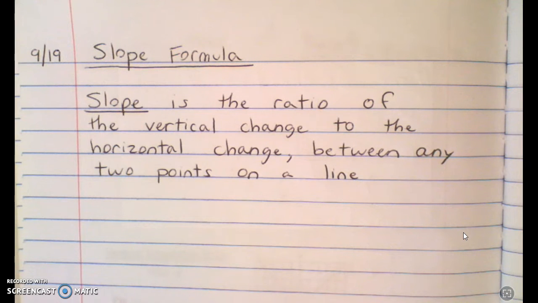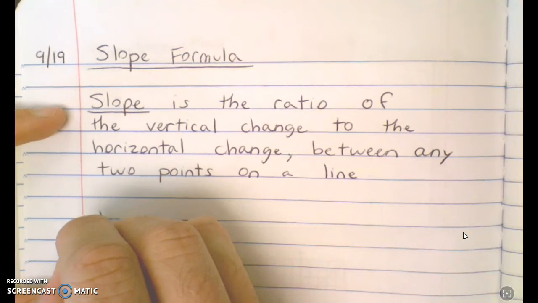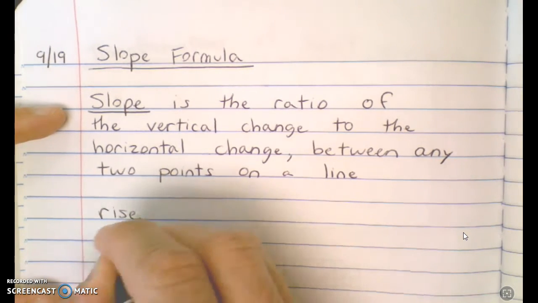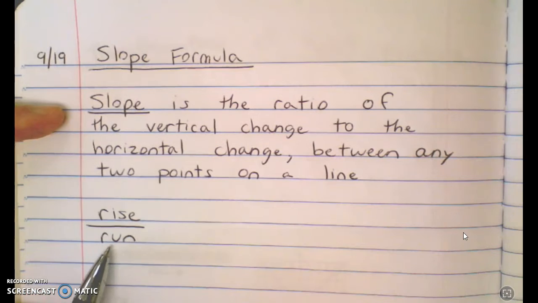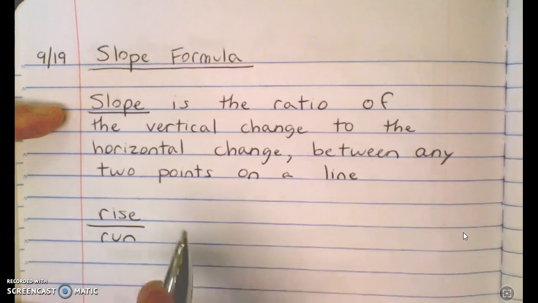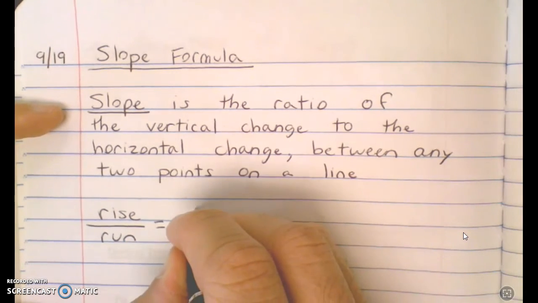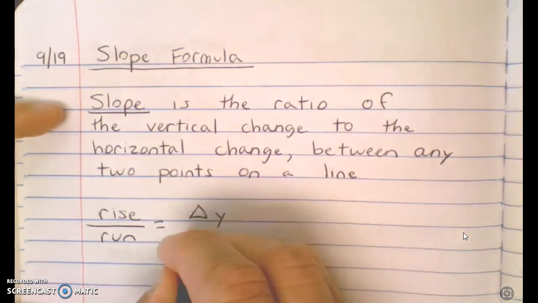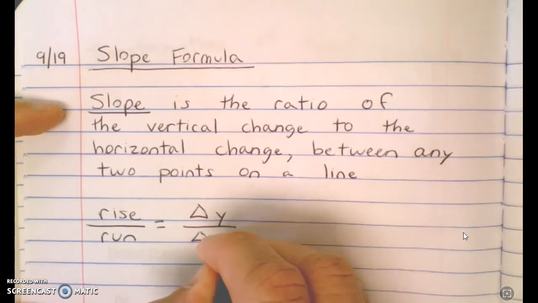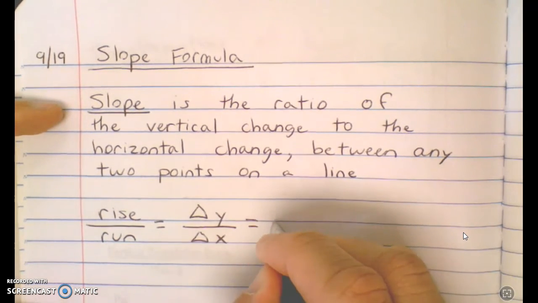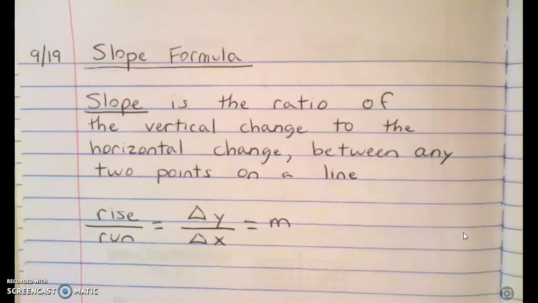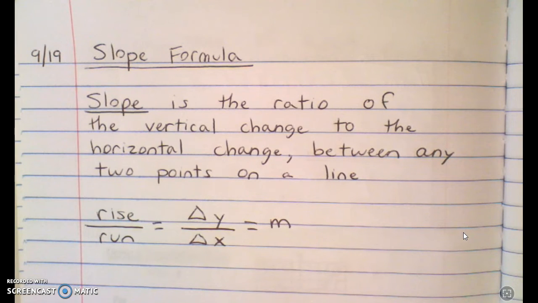How you've probably seen slope before is rise over run. So we're comparing the change in the vertical, the up and down, to the horizontal. And sometimes you'll see the symbol delta y over delta x. And the letter they use for slope, hopefully you remember, is m. So when you're graphing, you use the slope m.